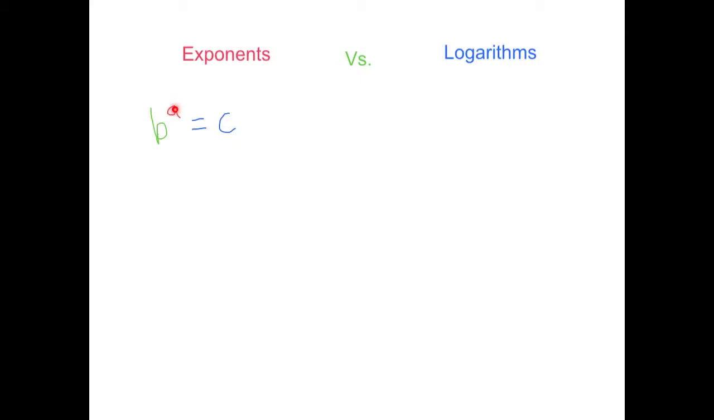Like 2 to the 3. What does that equal? Well, that's just 2 times 2 times 2, multiplied by itself 3 times, and of course you're going to get 8. That's what exponents are. Now, what mathematicians wanted out of logarithms was an inverse of exponents.